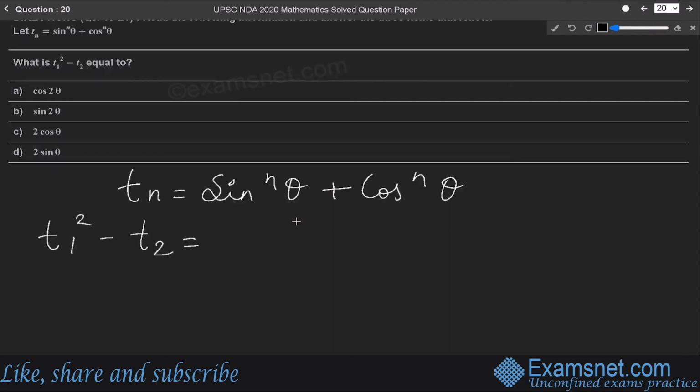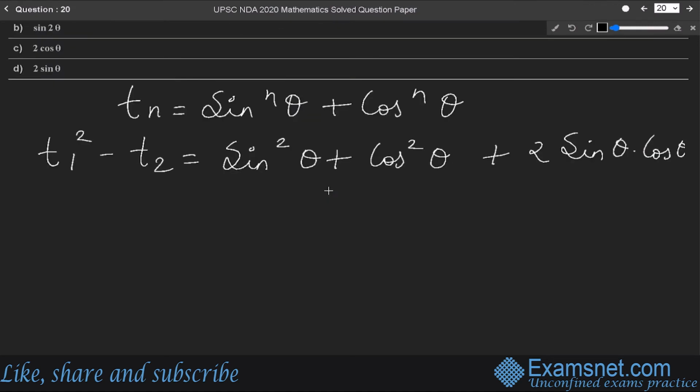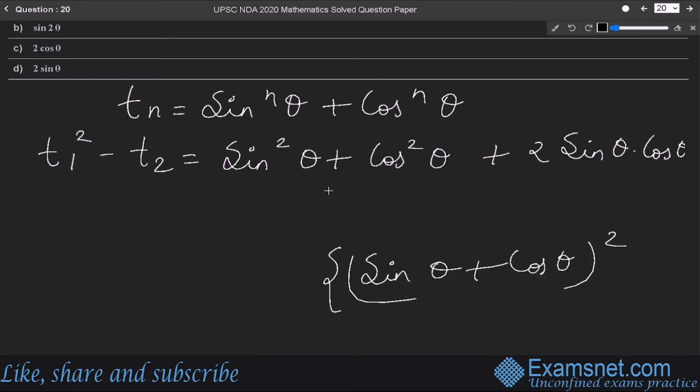For T1 square, it will be sin square theta plus cos square theta plus 2 sin theta cos theta. I hope it is clear to you, because when we take sin theta plus cos theta whole square, it will be equal to sin square theta plus cos square theta plus 2 sin theta cos theta.